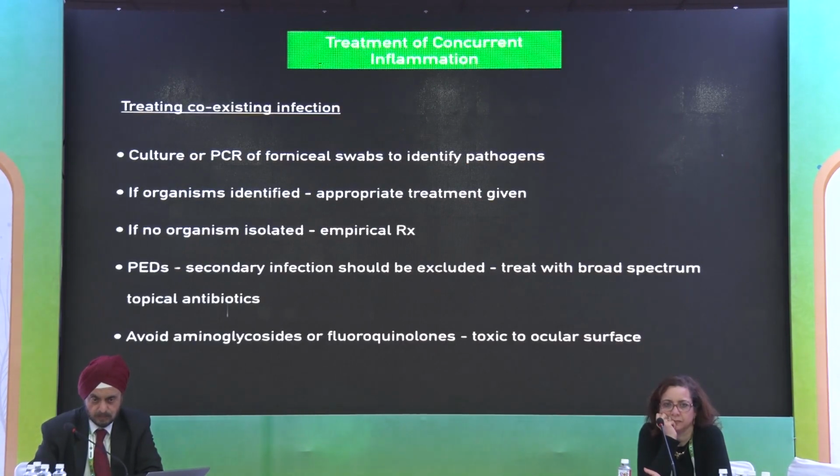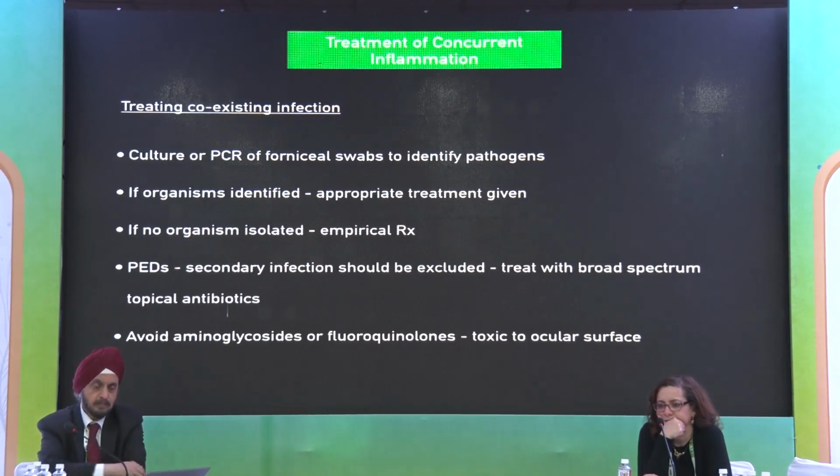So first, about treatment of concurrent inflammation, there are two approaches. One is to treat any coexistent infection which is causing an inflammation, or secondly, if there is any ocular surface disease which is going unnoticed. So for treating coexistent infection, the first thing is to do a culture or PCR of the fornices to see if there are any organisms grown. If it is possible to identify and isolate an organism, and if you get the sensitivities, then according to that an appropriate treatment is given.